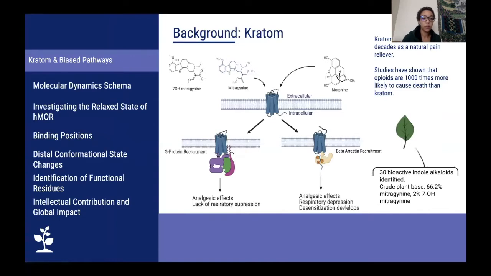Starting off with a little bit of background, Kratom comes from a tree that's grown in Asia, and the leaf clippings are often prepared into teas or ground up into powder, which the user can then use however they choose. Kratom has been used for decades, even centuries, as a natural pain reliever.